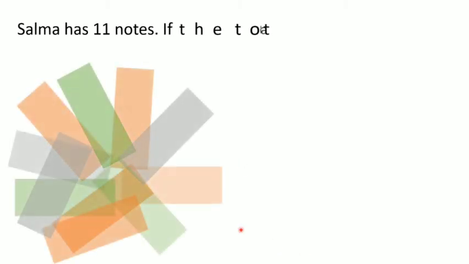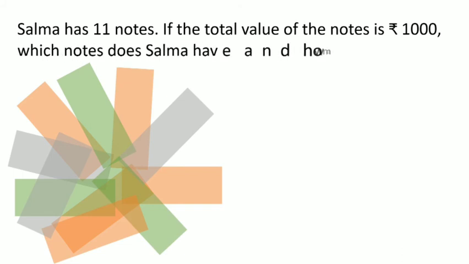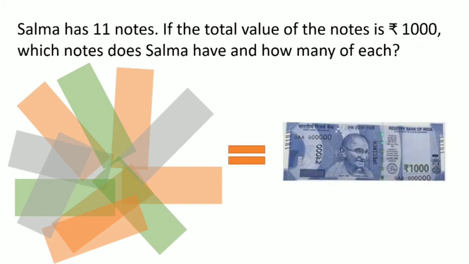One more sum we will solve. Salma has 11 notes. If the total value of the notes is rupees 1000, which note does Salma have and how many of each? So we will take a 1000 rupees note and we will exchange it into smaller notes as we have done in the previous sum. So we will take two 500 rupees notes. That will make 2 notes.